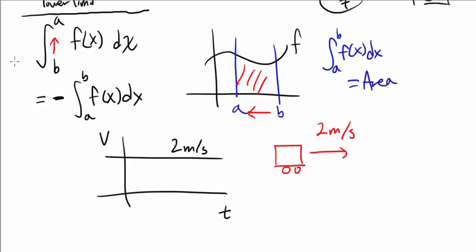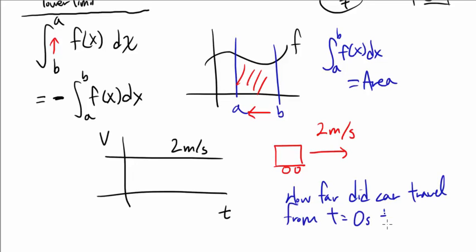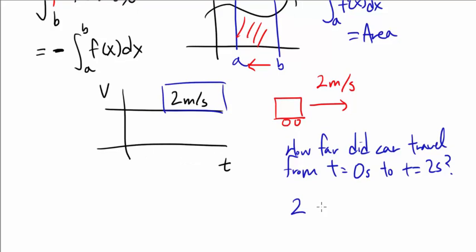And let's say someone asked you, how far did the car travel from time equals 0 seconds to time equals 2 seconds? And you will say, since the car is going 2 meters per second, it has moved the distance of 2 meters per second times 2 seconds, or 4 meters. Notice that the seconds cancel out.